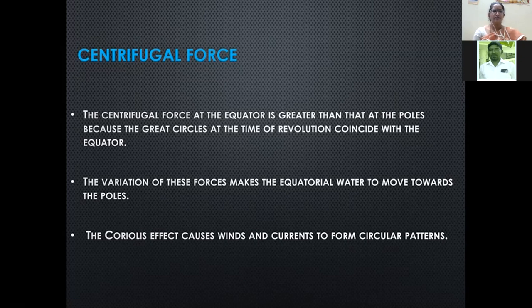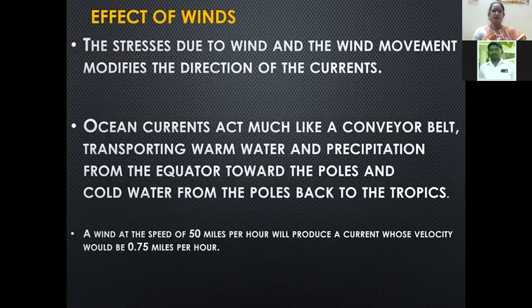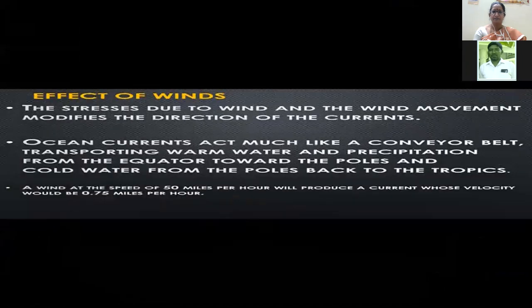Second is the effect of the winds. How is the effect of winds there? The stress due to the wind and the wind movement modifies the direction of the currents. So the stress on the wind as well as the wind movement, both of them modify the direction of the current. These two make the current move in a particular direction. Based on that direction only, some of the names are given over here.